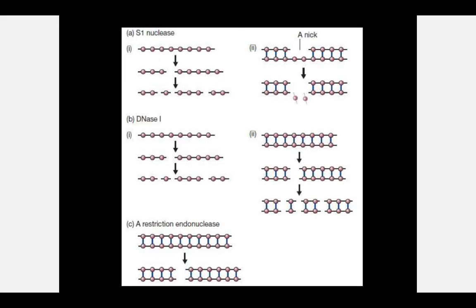Now there are different examples. S1 nuclease is required to produce a cut in a single strand. You are able to see the image. DNase 1 also produces a cut the same way. It works internally on a single strand. Another one is restriction endonuclease. They work on two different strands. That means whenever two strands are there, 3 prime to 5 prime and 5 prime to 3 prime, restriction endonucleases work over here.